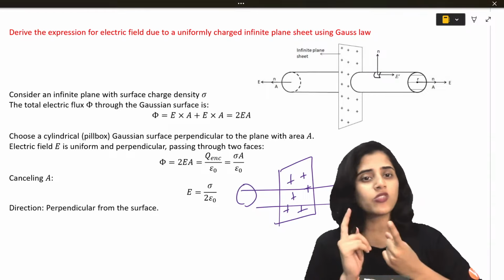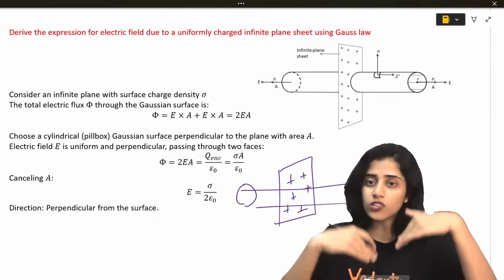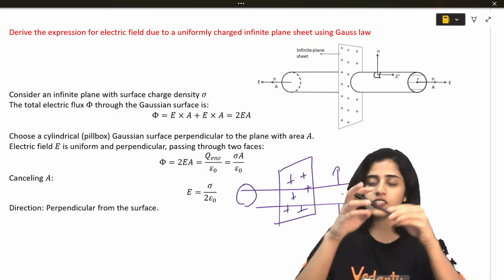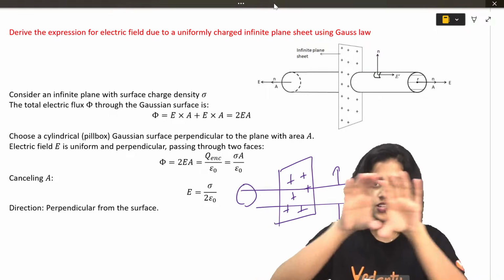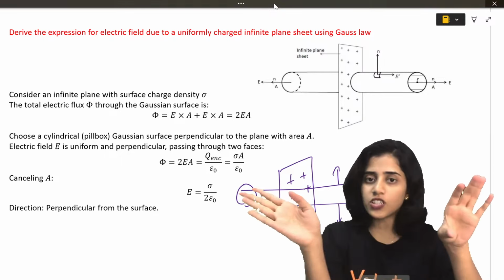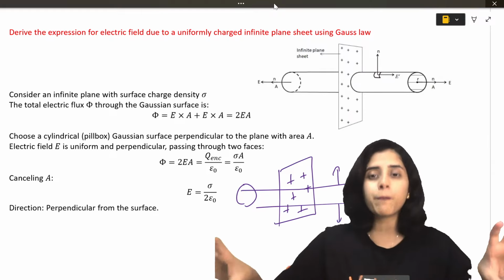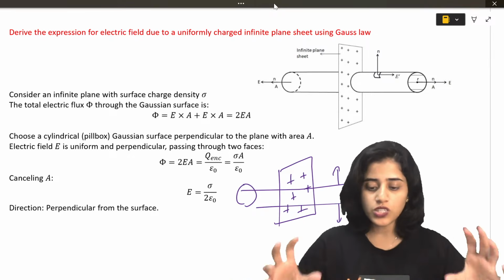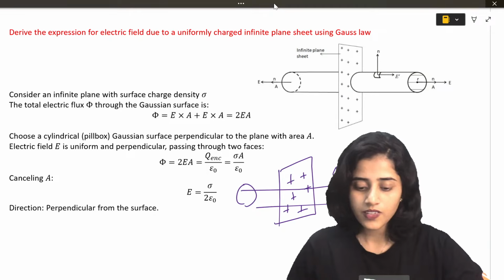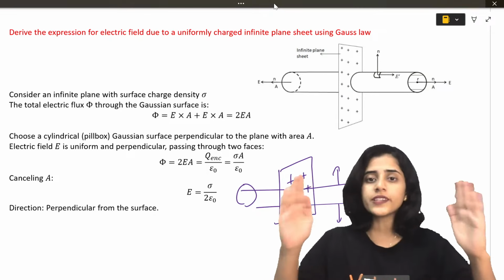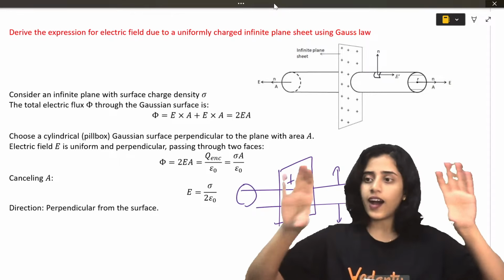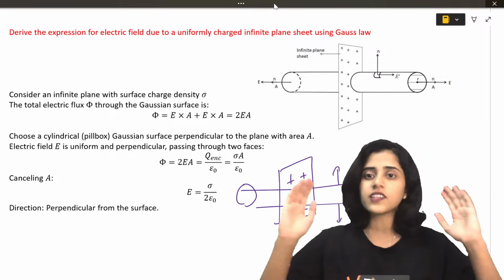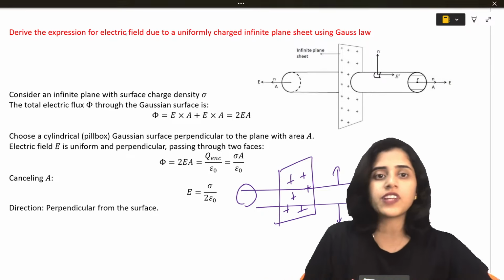One thing you need to know here is that along the perpendicular sides of the cylindrical Gaussian surface, if the electric field and the area are perpendicular, then they cancel out. You don't have to consider that surface. The only two surfaces we're going to consider are the two sides of the cylinder. So that is what I have taken.